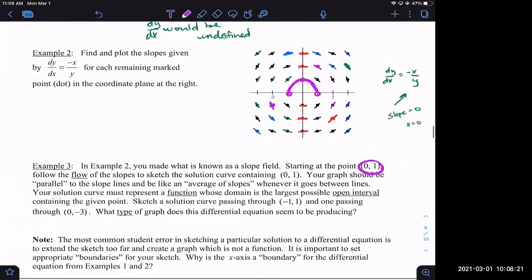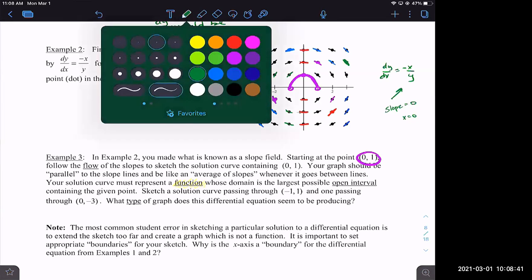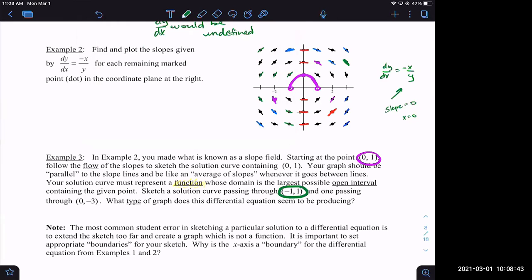Then we'll do another one. So then it continues, and it just says our solution curve must represent a function. So again, meaning it has to pass the vertical line test. That's why we can't sketch the entire circle over the largest interval containing the given point. So just make sure you don't sketch too much of it. The next curve they want us to sketch, they want it to go through the point (-1, 1).